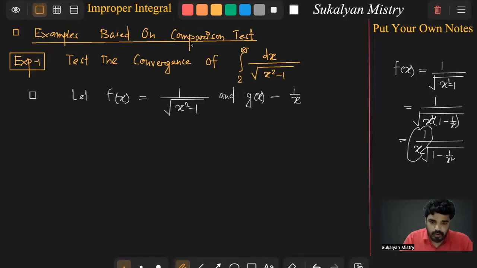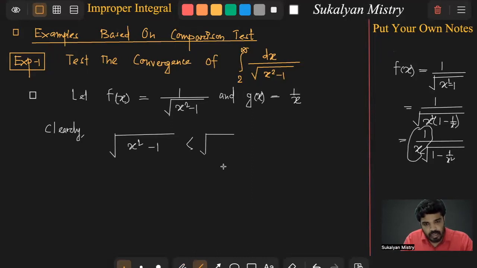So now, clearly root over of x² minus 1, this term is less than root over of x² for all x greater than or equal to 2. It is obvious. See, choose the value of x as 2: 2² is 4, minus 1, so root over 3 is obviously less than 2.